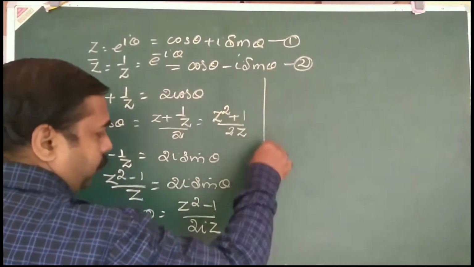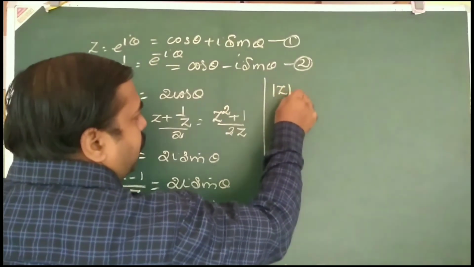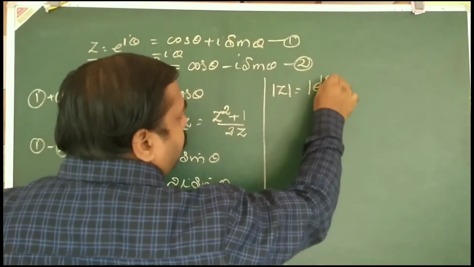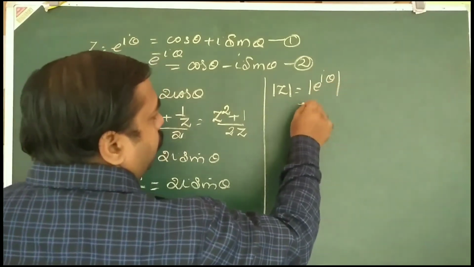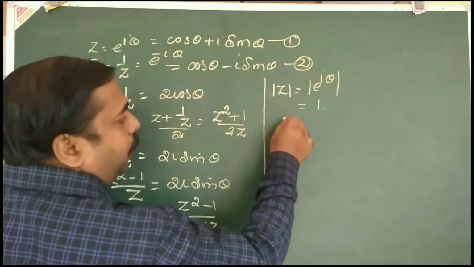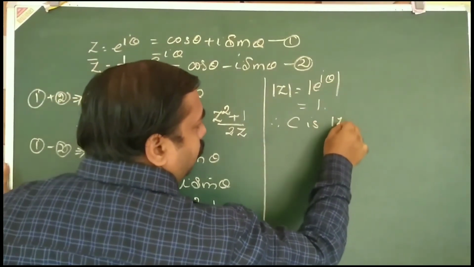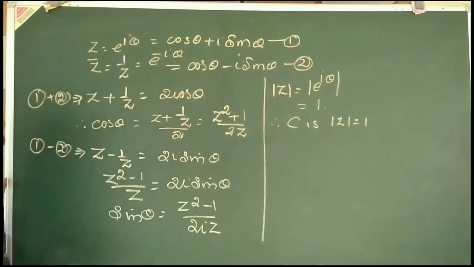Now mod z is equal to mod e raised to i theta, equal to 1. Therefore our contour C is mod z is equal to 1.